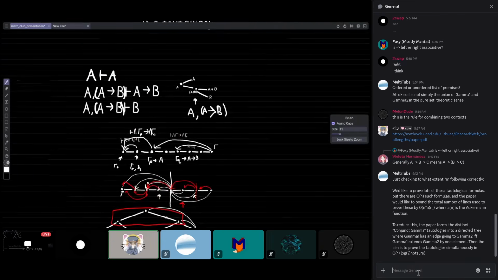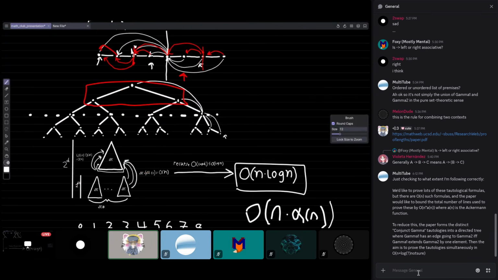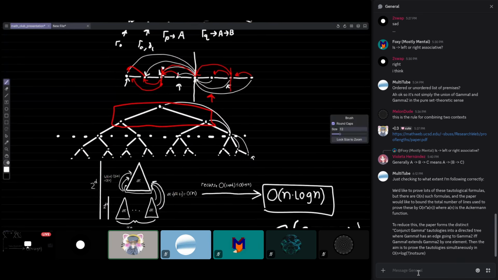So, anyways, the next thing is how do you find the cut? So this is our cut here. Obviously, you don't want to walk the entire tree to figure out where this cut is.